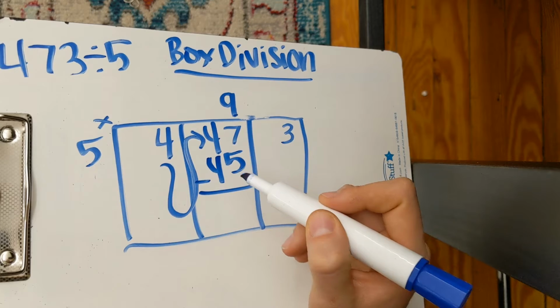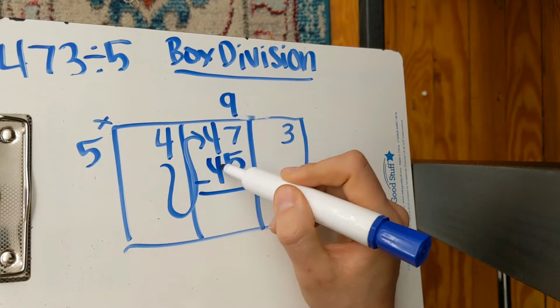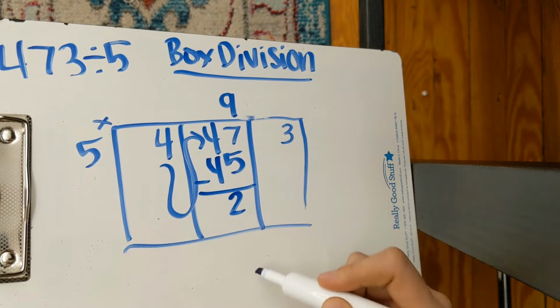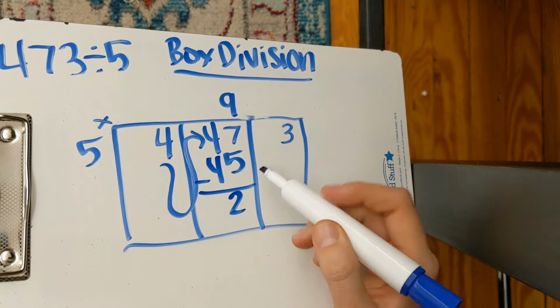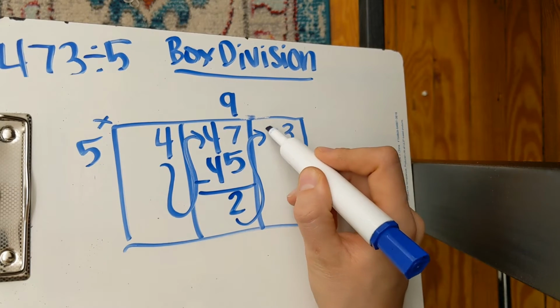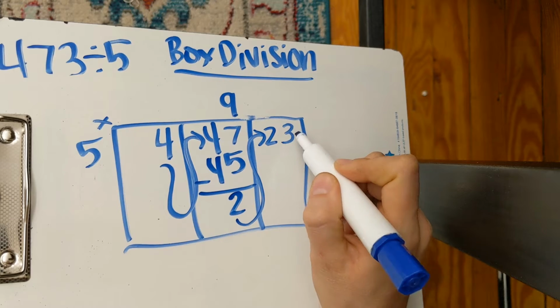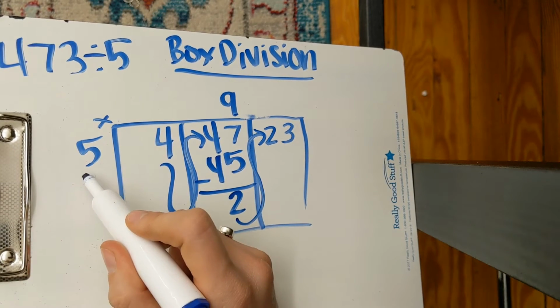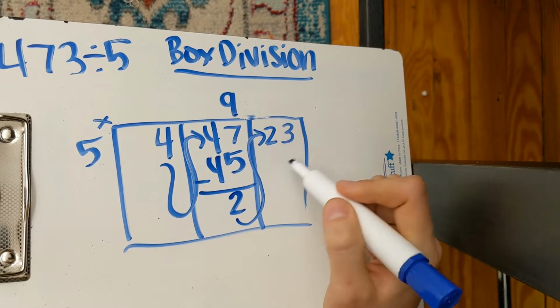Then I'm going to subtract, that's step 3, and I'm going to say I'm taking 45 away from 47, and I get 2. Now this is 2 tens that we didn't use. We're going to regroup them into 20 ones. Now total ones we have is 23 ones. We regrouped, and now we're repeating.